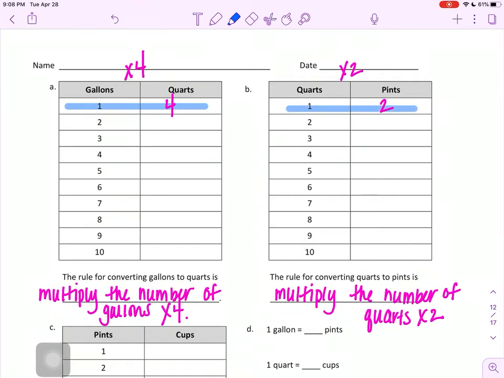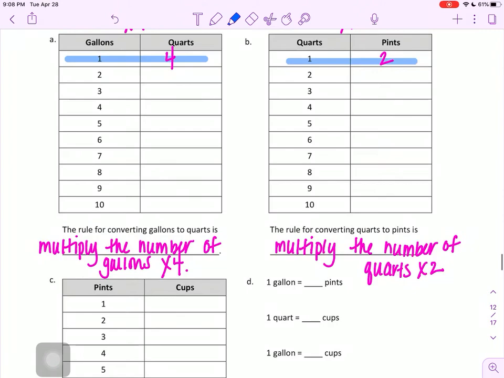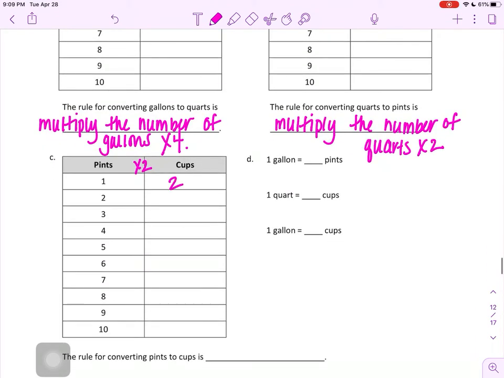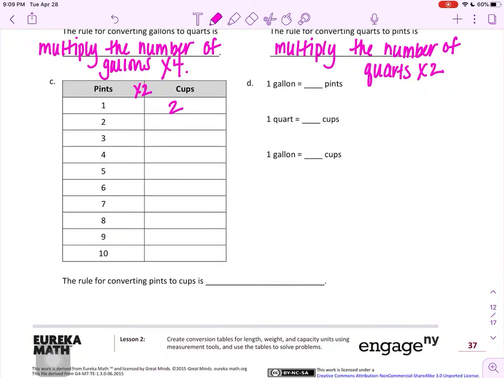This is going to be like your standard rule. 1 gallon equals 4 quarts. 2 pints equals 1 quart. Like that's your equation that you need to know. And then down here, pints to cups, it's the same thing. You're multiplying by 2 because there are 2 cups in 1 pint. So the rule is multiply the number of pints times 2.